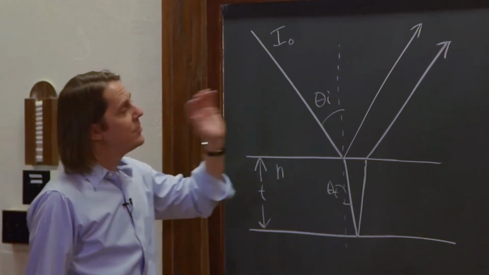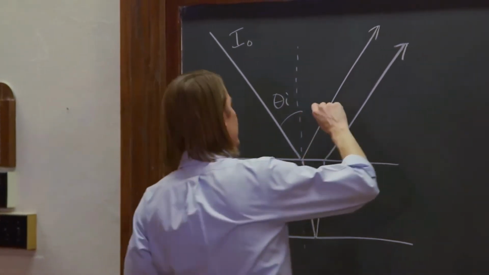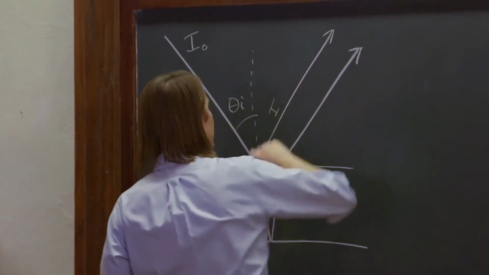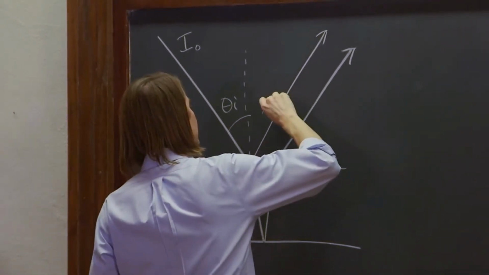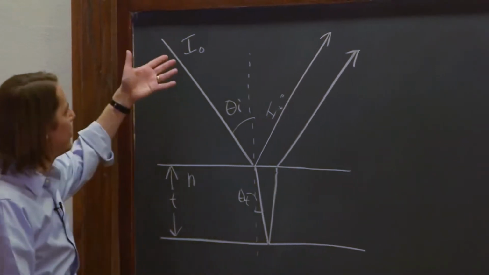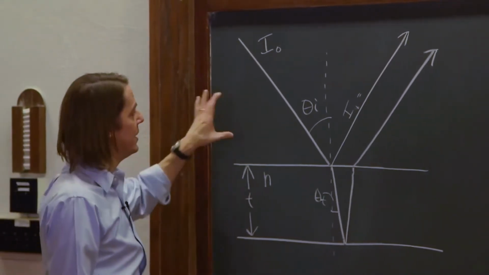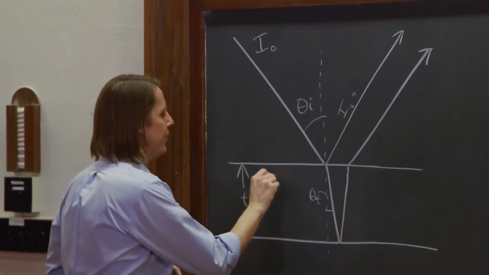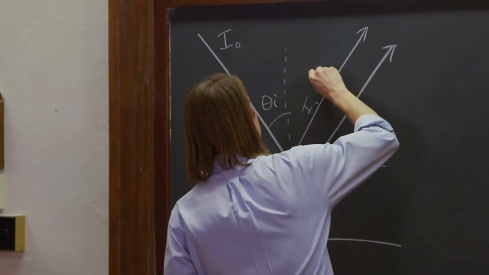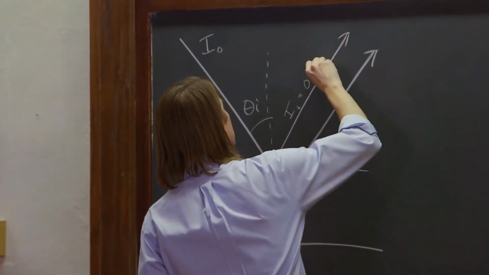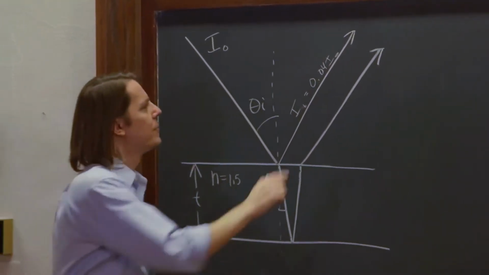And we could think about these two reflections. The first one we can call I1. And we talked about how it's basically 4% of the incident irradiance. If you have n equals 1 here and n equals 1.5 here, you get about 0.04. So I1 is about 0.04 I naught.